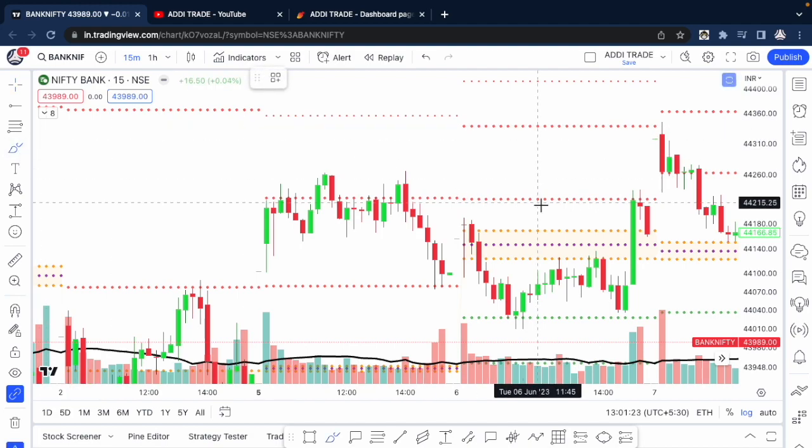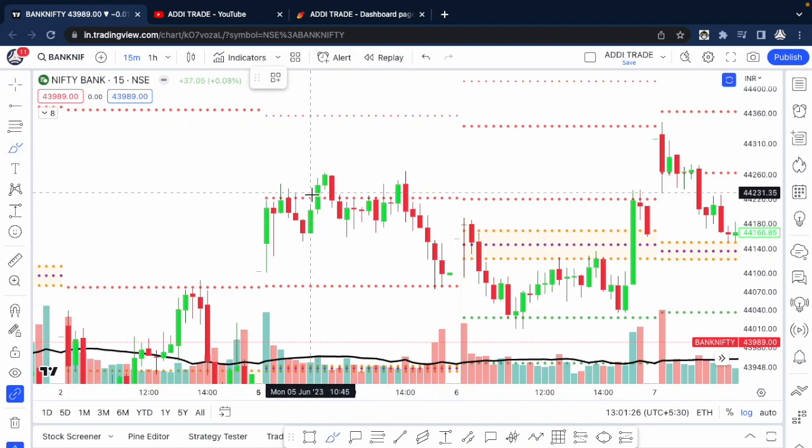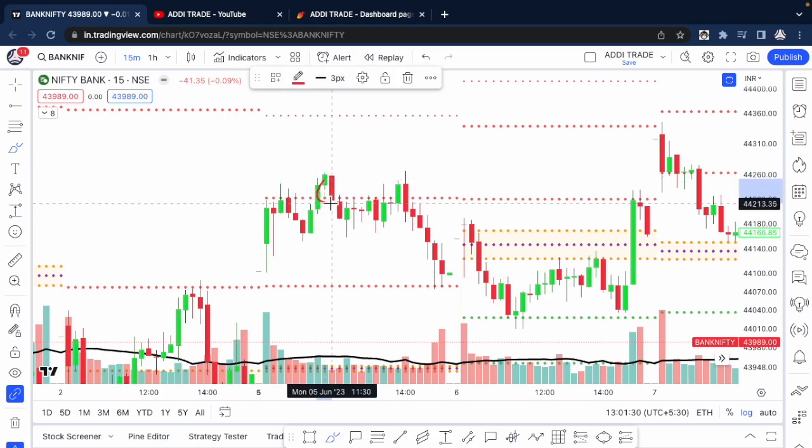So definitely yes, on this day there was a false breakout kind of a thing, and on this we shouldn't have waited more. The moment we see this type of a strong candle, we should have closed that trade.